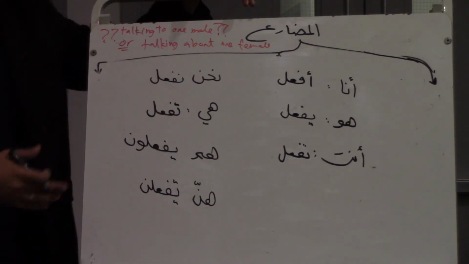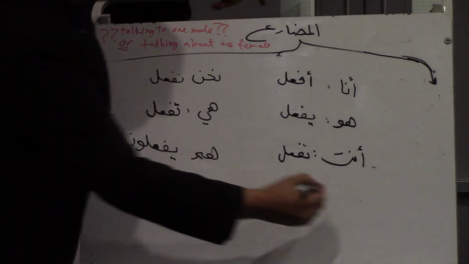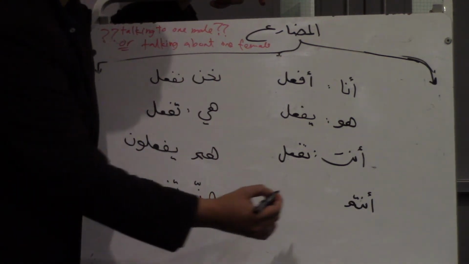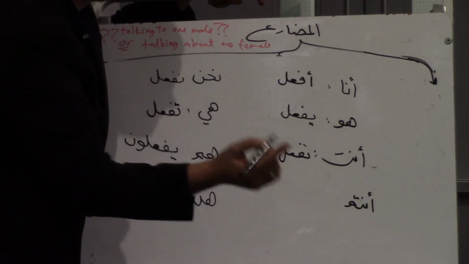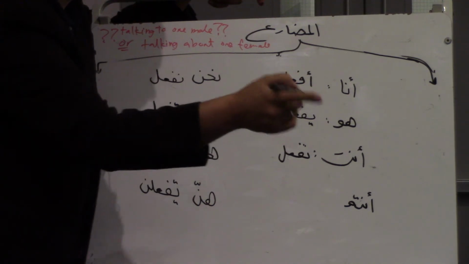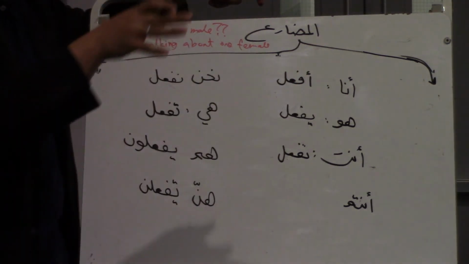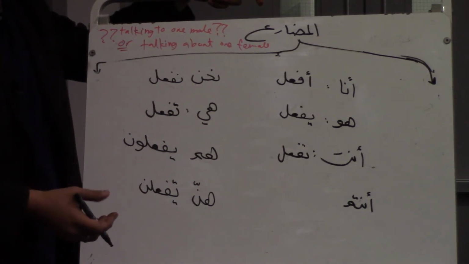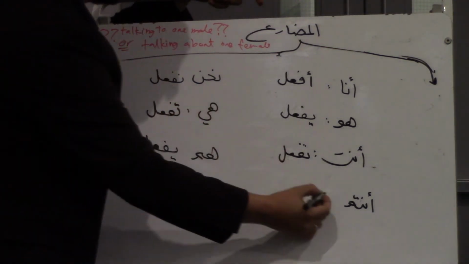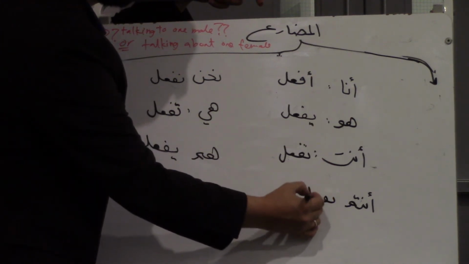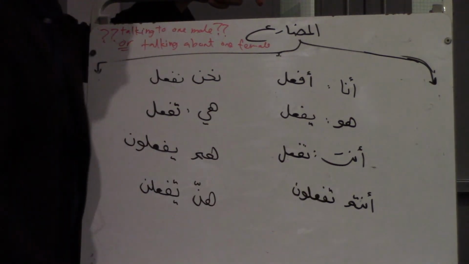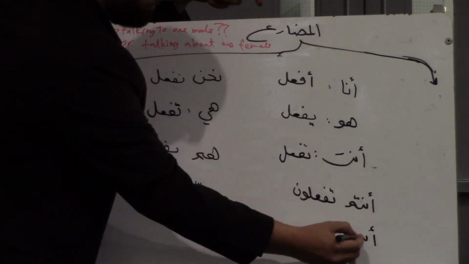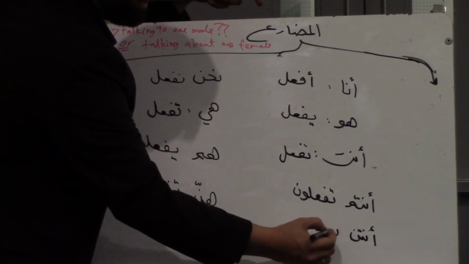All right. What else do we have? Antum. Antum. Think. Don't talk to him. Think. This is important. You are doing well. Think. Antum. What would you say? Antum. Antum. Think. Taf'alun. You want to talk to a group of ladies. You'll say antunna. Taf'alna.